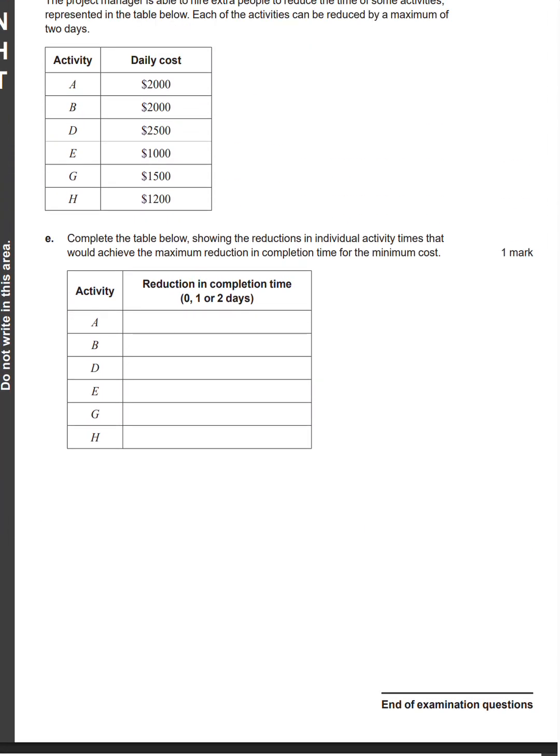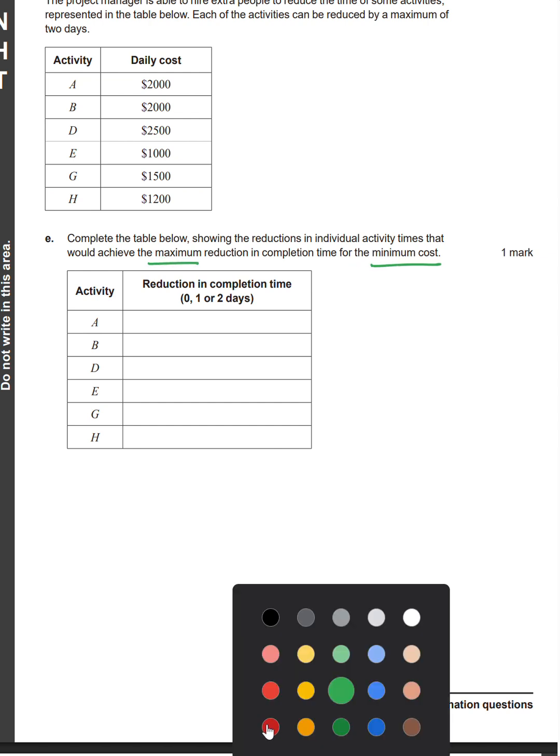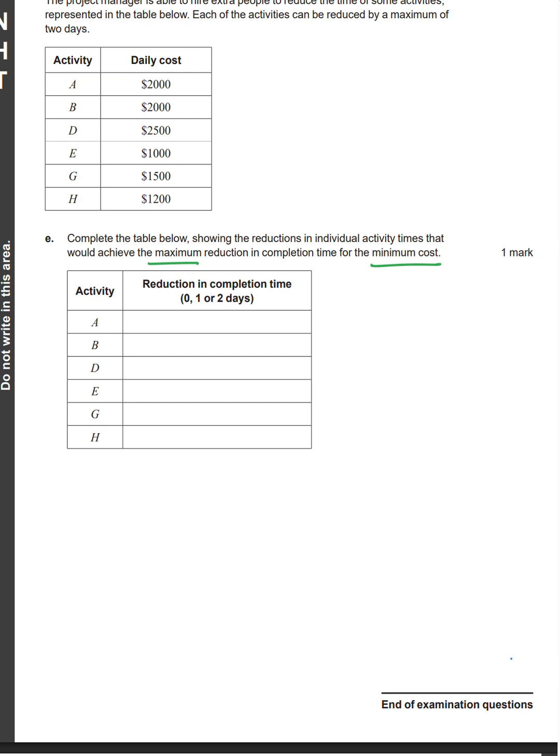Okay. Complete the table below showing the reduction in the individual activity times that would achieve the maximum reduction for the minimum cost. Okay. So, alrighty. So let's have a look at what we need to do. So, looking at these, we can see that D is the most expensive. So we want to try and avoid D if we can. E is the cheapest, but we definitely won't be reducing E because it's already got a float of 5 days. So we definitely don't need to reduce that one.